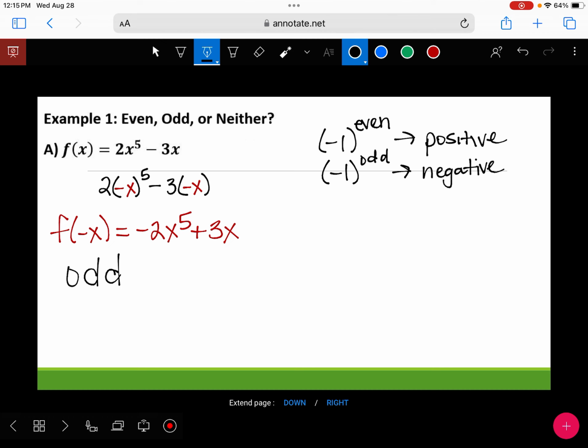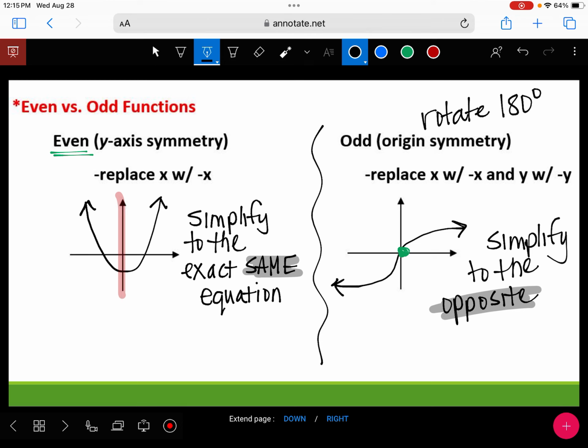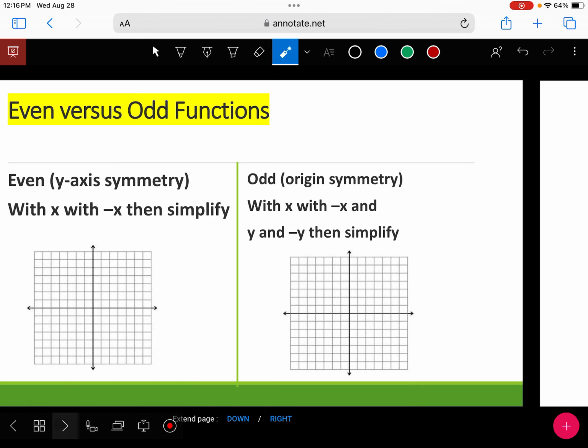Any questions about A? We always put a negative x. Always put a negative x. The test says you just replace x with a negative x and then you simplify it. That's how you do your test every single time. If it's the same, it's even. If it's opposite, it has odd symmetry or origin symmetry, which means it's odd.